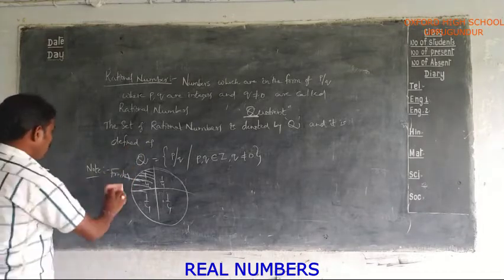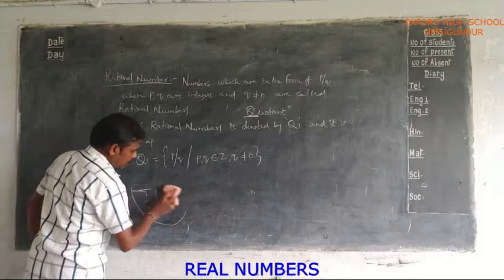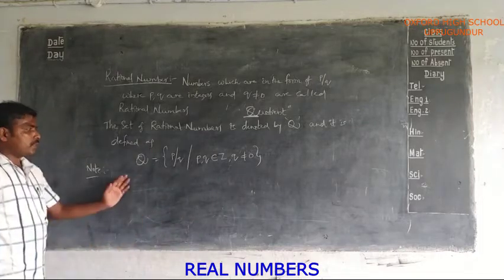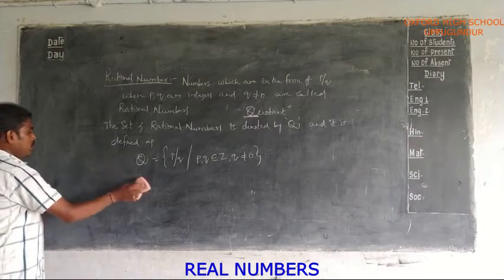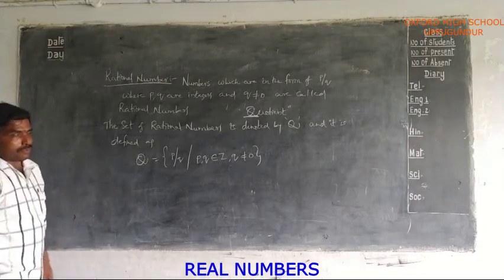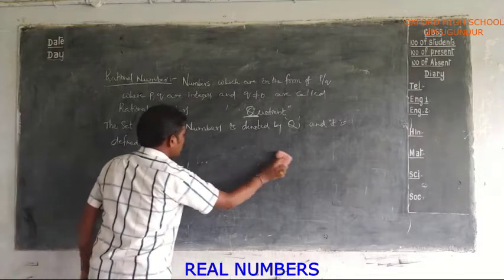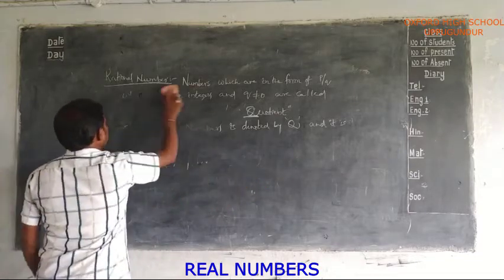So all natural numbers are rational numbers, all integers are rational numbers, whole numbers are rational numbers, fractions are also rational numbers. Next, coming to decimal forms. How can you represent any rational number in decimal form?